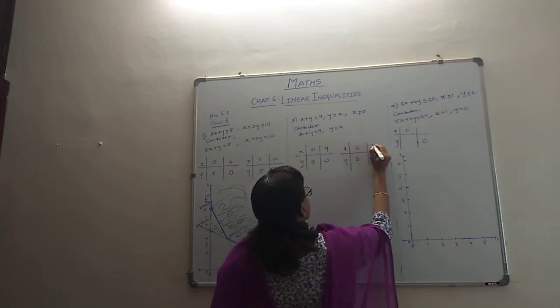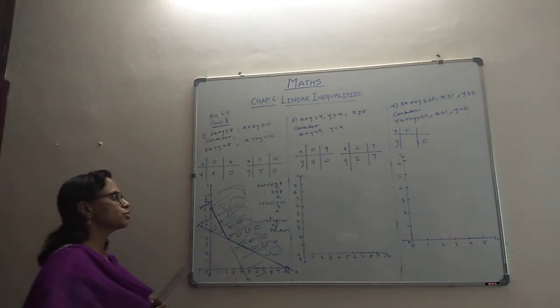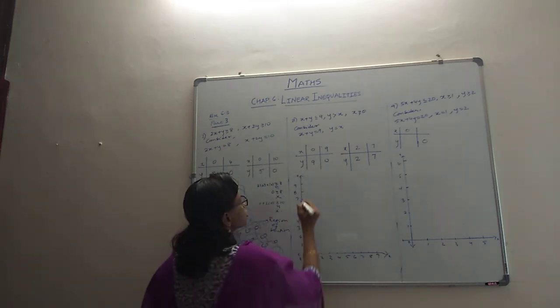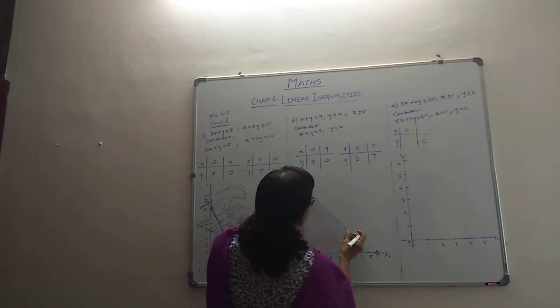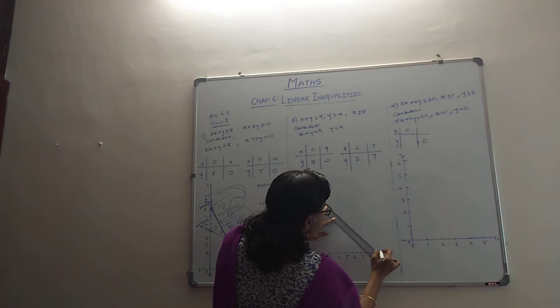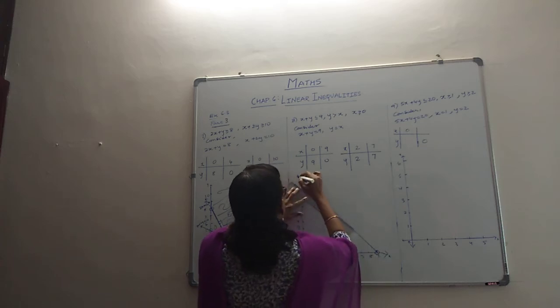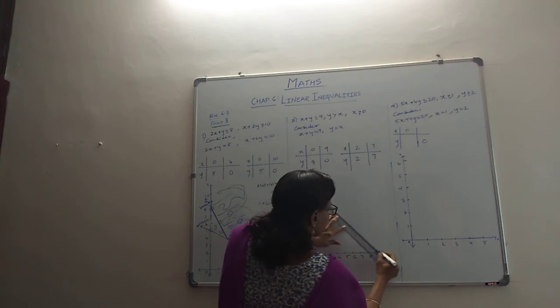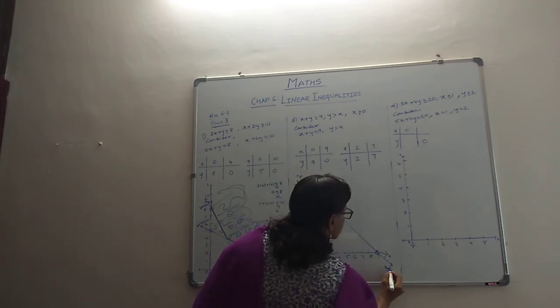Take y as maybe 7. So x is also 7. They are equal, right? So let's go about plotting it. First is 0, 9. Next is 9, 0. So we have the first line. This is x plus y equal to 9.